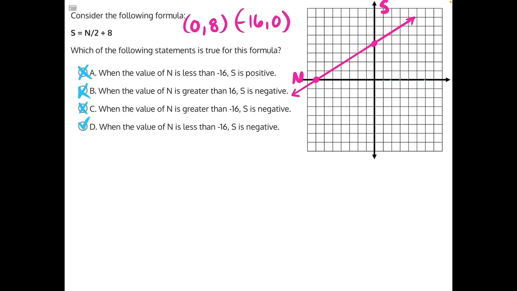And at that point, you can mark D and move on with the rest of the test, but for the sake of the video, I'll show you exactly why D is correct. D says when the value of n is less than negative 16, s is negative. Less than is going in this direction, and all of these values going into negative infinity are negative. They are below the x-axis. So answer choice D is a true statement, making that our correct answer.